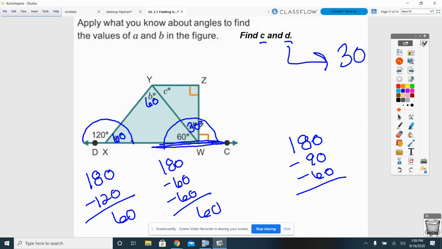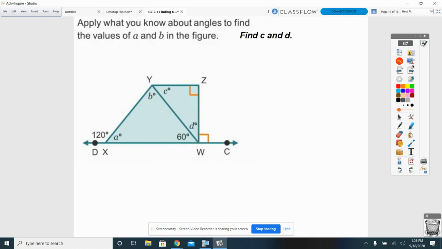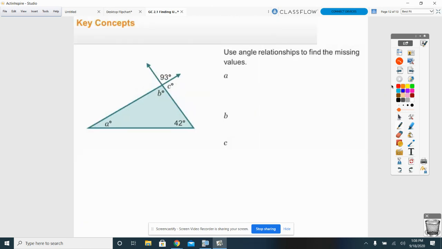And now that I know that angle D is 30 degrees, I can use the top triangle to take 180 minus 90 for the square, minus 30 for the one that we just found, and we get 60 degrees for angle C. So it's kind of like a puzzle using everything you know. Find the easiest ones first.